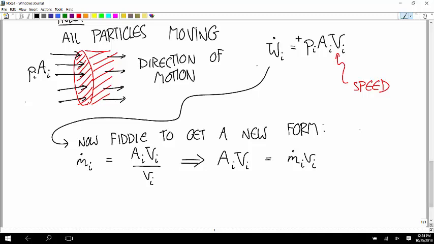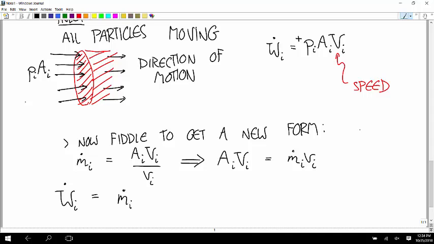Now we can rewrite the rate of work at the inlet as, let me reorder, m_i dot times P_i times specific volume v_i.